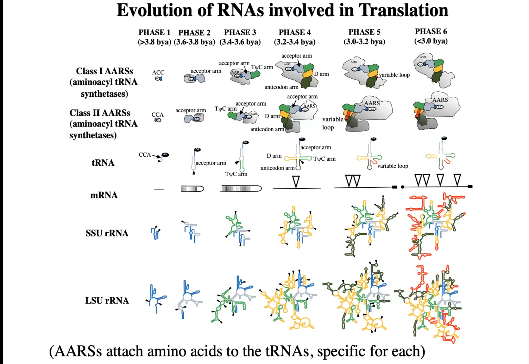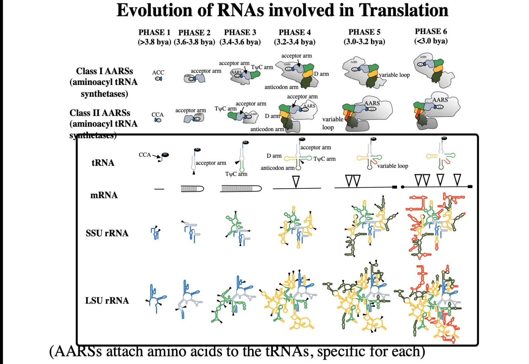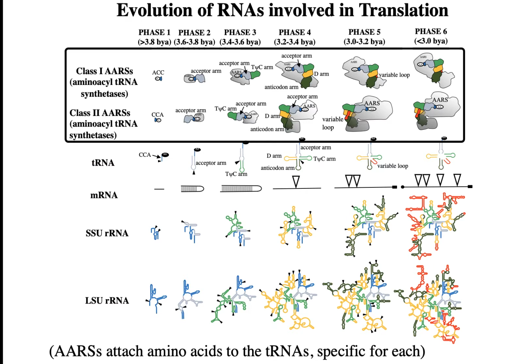So I want to discuss in a little bit of detail the evolution of translation by ribosomes, and part of this is looking at the evolution of the ribosomes themselves. This diagram is a little complex, so I'll go through it in pieces, but essentially this traces the evolution of all of the RNAs that are involved in translation, including the tRNAs, mRNAs, and ribosomal RNAs, as well as two different enzymes. These are amino-acyl tRNA synthetases. These are the enzymes that attach the amino acid to the proper tRNA.